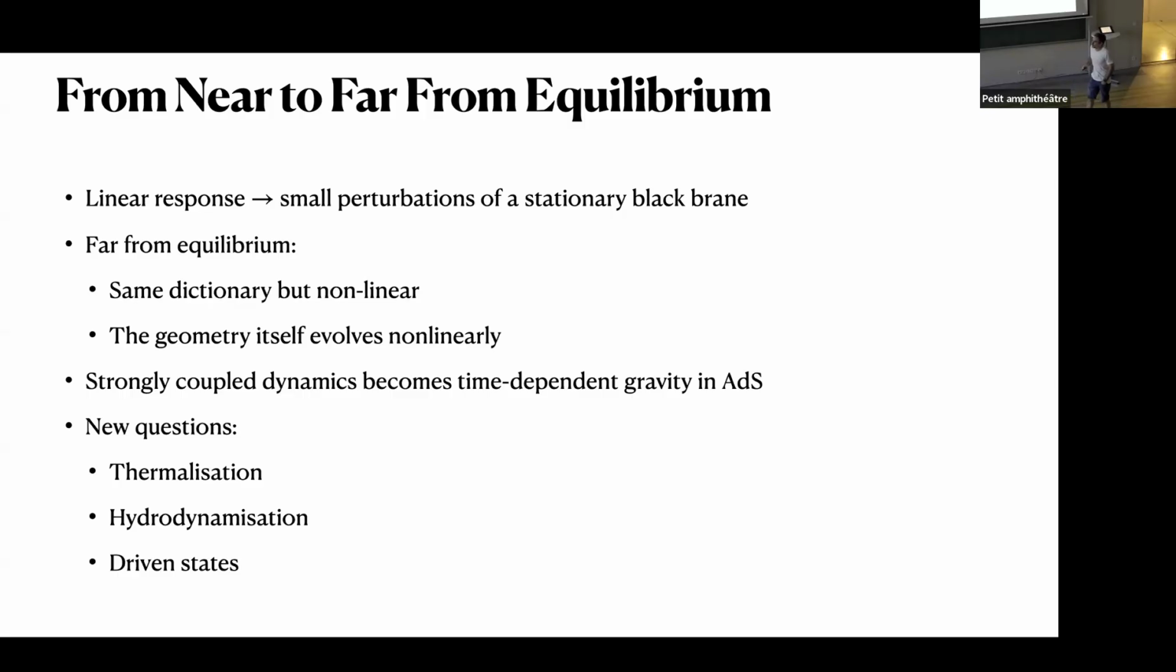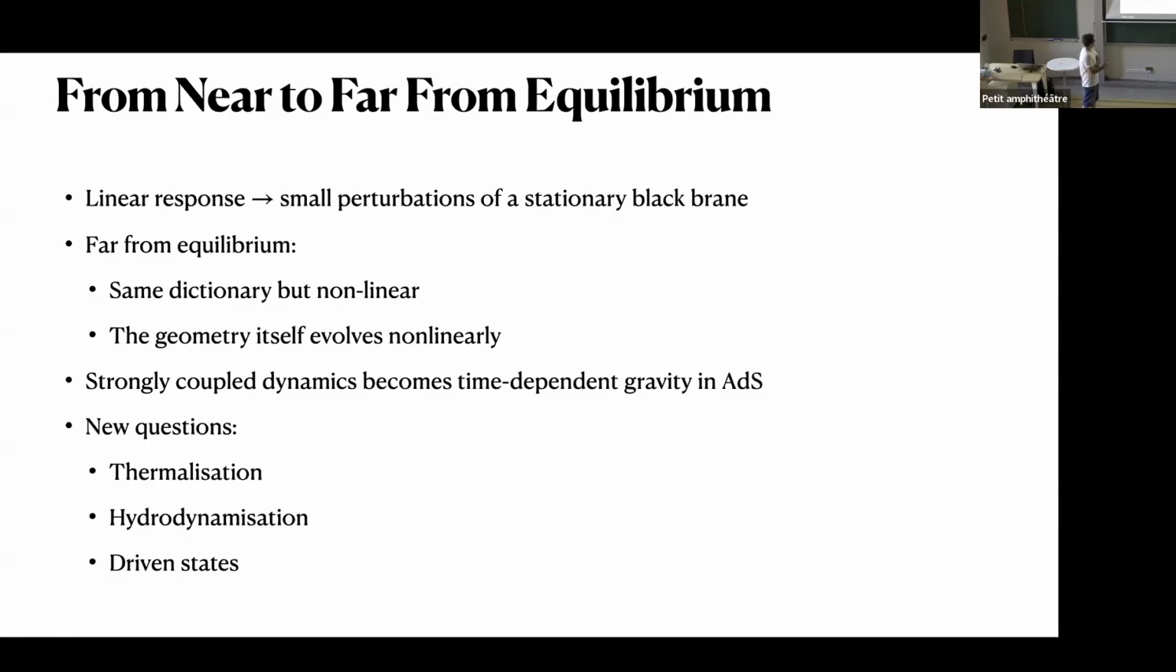When I go to far from equilibrium, basically large sources on the boundary or large effects, I have the same dictionary. Nothing changes about the dictionary. How I read off quantities, it's the same asymptotics. You will have some nonlinear solution, but the same asymptotics applies. You will read off some vevs, you will set some sources, it's the same game.